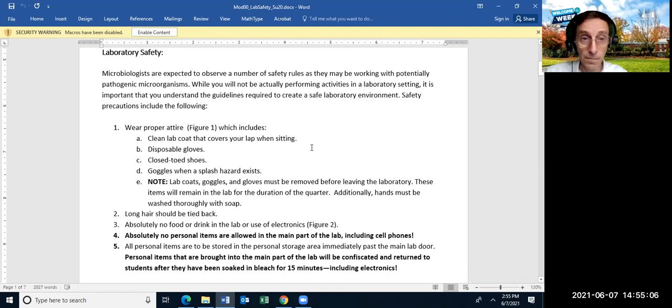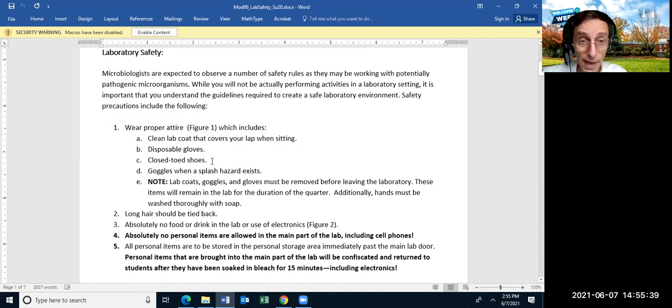For safety, when you're in a real microbiology lab, you should wear proper attire that includes a clean lab coat. The lab coats are kept in the lab, and every term they are washed and autoclaved. I think they're autoclaved first and then washed, but it could be the other way around. I don't remember. Once you have your lab coat on, you should put on disposable gloves.